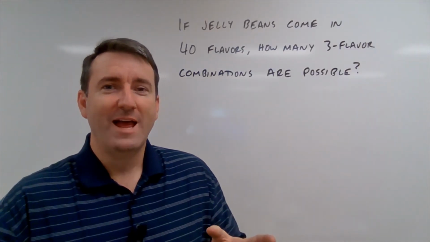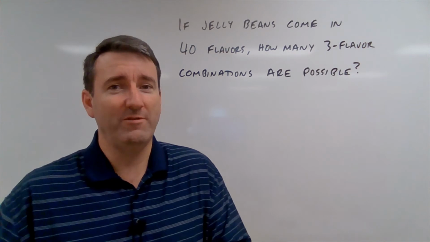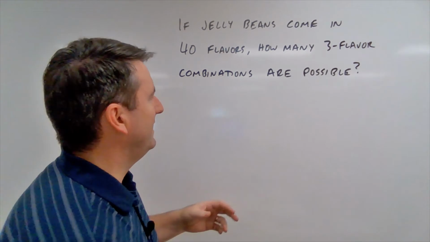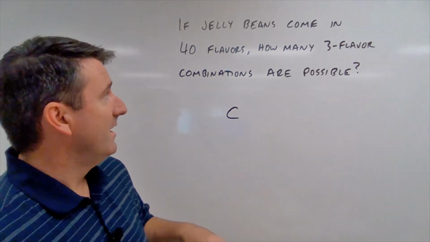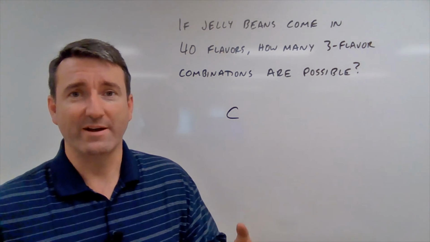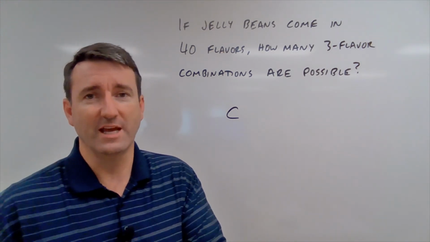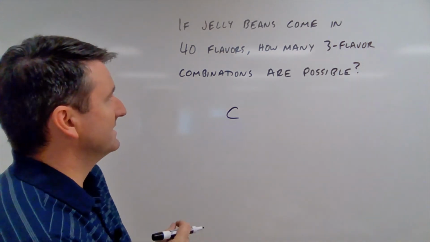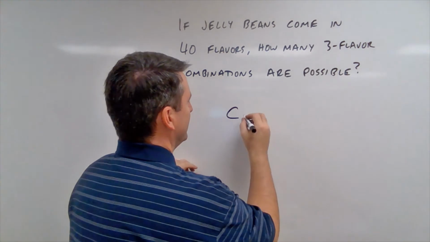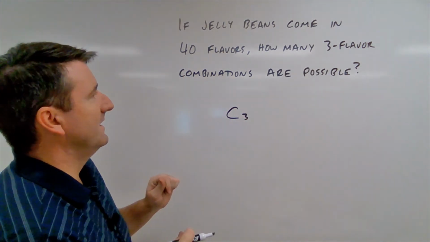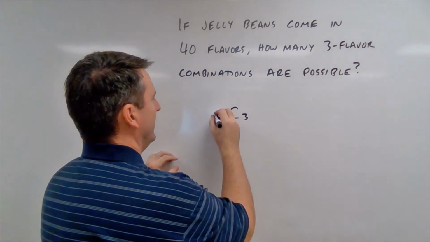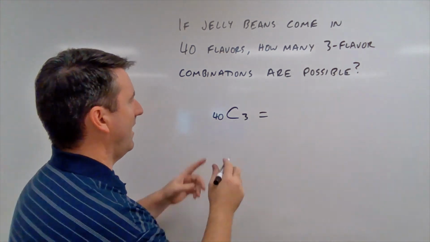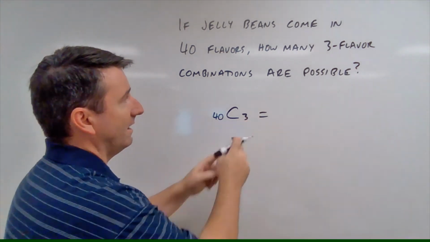Our second example asks, if jelly beans come in 40 flavors, how many different 3-flavor combinations are possible? So here, this is going to be a combination because the order doesn't matter. We're just going to select 3 different jelly beans and eat them all at once to get that flavor combination. And so we're selecting 3 different flavors out of a possible 40 flavors. And so our n is going to be 40, our r is 3.